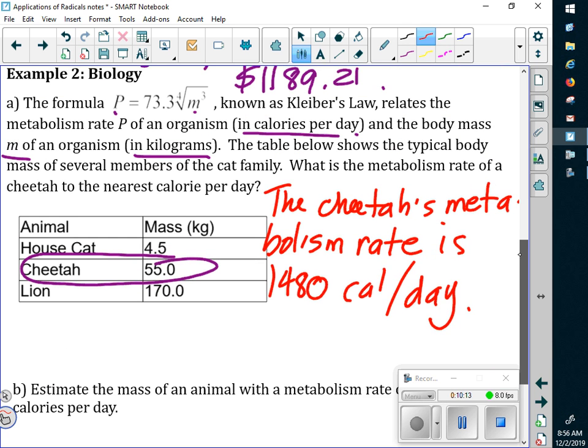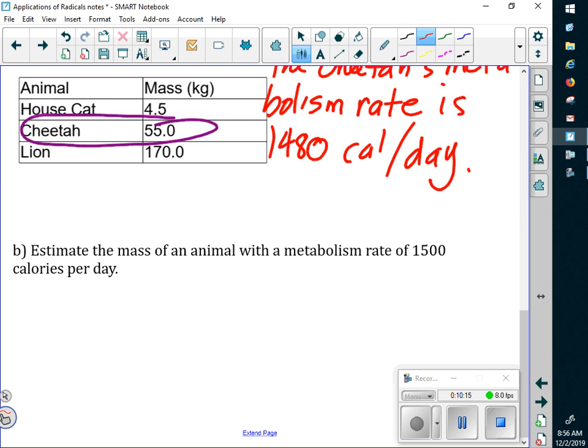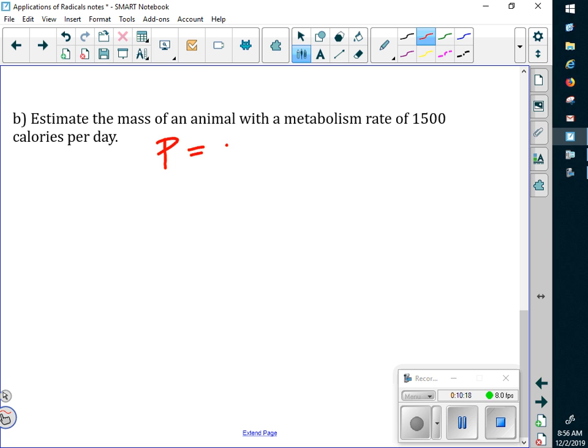Well, P equals, let me write the formula down. P equals 73.3 times the fourth root of m cubed. Estimate the mass of an animal. Just stop right there. Am I looking for m or p? Which one of those variables stands for the mass? M. So I'm looking for m. The p stands for the calories.